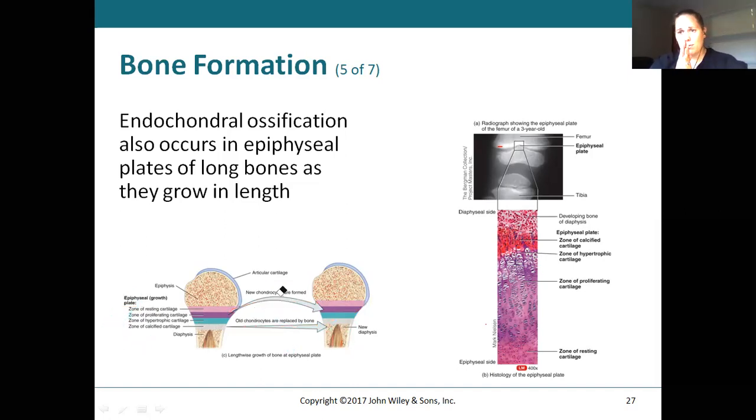So if you think about bone remodeling and bone formation, you want to make bones longer, but you also want to sometimes expand the roundness of the bone as well.